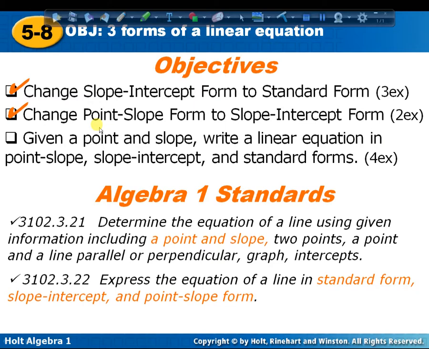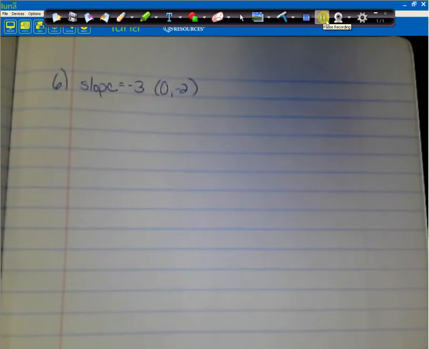All right, so now we've looked at how to change point slope form to slope-intercept form, and now you're going to look at, given a point and a slope, writing a linear equation in point slope, slope-intercept, and standard form. So we're going to go ahead and combine all 3 now. All right, go ahead and write down number 6.